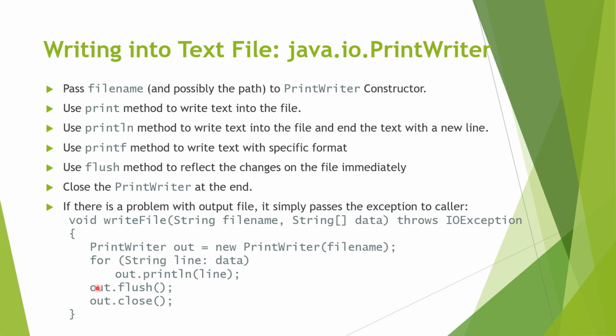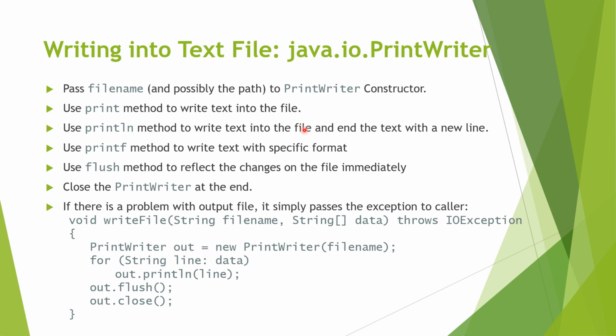and at the end of this for loop, we're gonna flush all the data that we have written into the file and make sure that all the data that we have sent to the file using println will be stored in the file, and then finally we close the file using out.close, or the close method of the PrintWriter. Out is just an object of PrintWriter class.